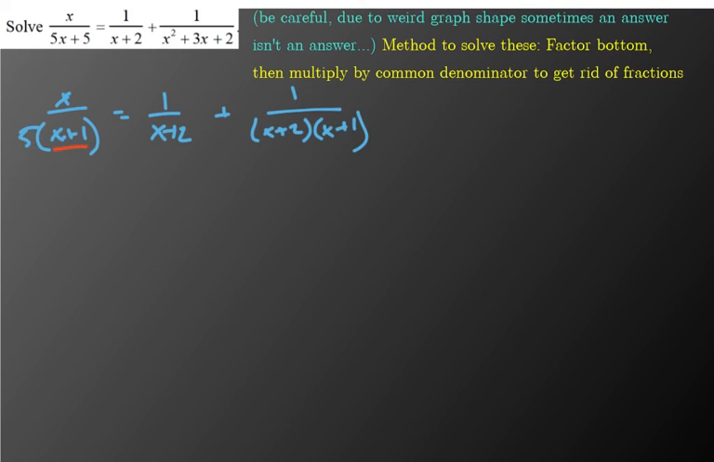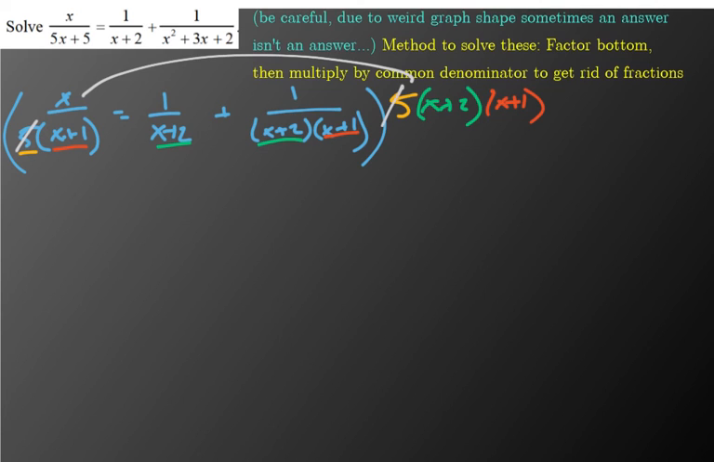And so you have an x plus 1, you have an x plus 2, and you've got a 5. So if you multiply this whole thing by 5 times x plus 2 times x plus 1, when you distribute that, you should cancel off all the bottoms. And then it's going to turn into a much nicer problem. So when I do this first one here, 5 and 5 cancel, and x plus 1 and x plus 1 cancel. And so I would get x times x plus 2.